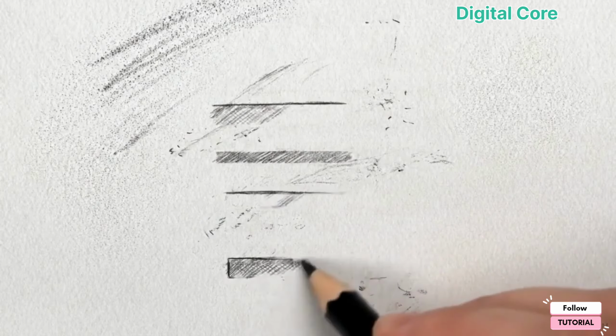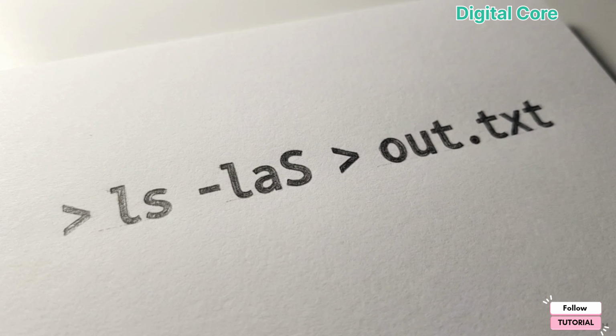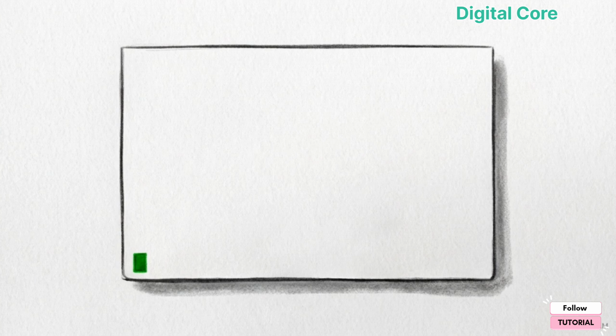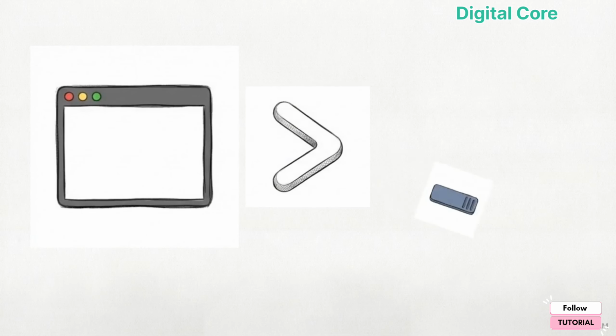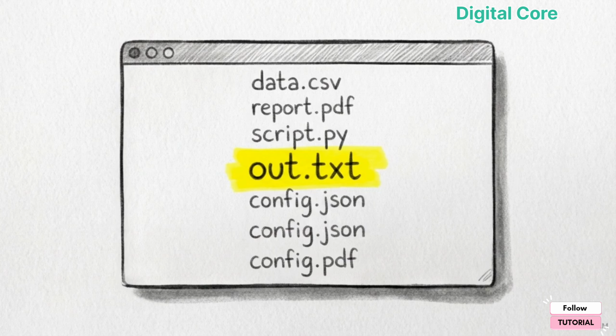Now that we have structured our data, we need to capture this size-sorted audit and save it as a file. Type ls space -las, then the greater than symbol, space, and out.txt. Your terminal will return a blank line. This is successful. The greater than symbol redirected that stream of text into a new file called out.txt. Run a basic ls command again, and you will quickly see out.txt now appears in your directory.